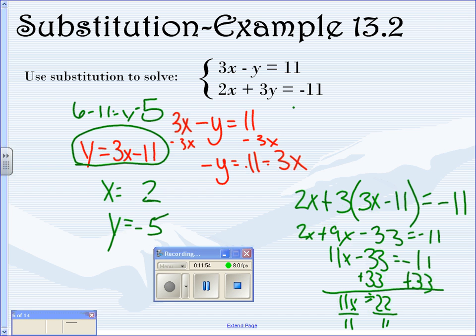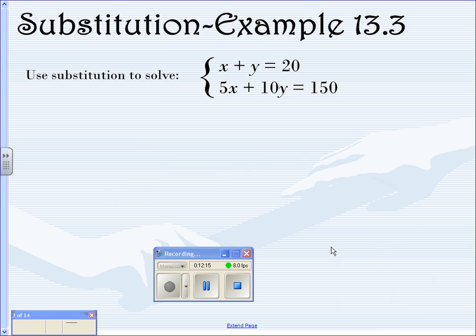Do you agree? Now do you agree that that's the answer? Do you see how that works? Any questions on these? Okay. See if you can do this one by yourself.